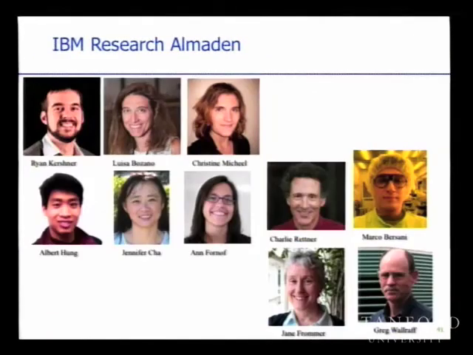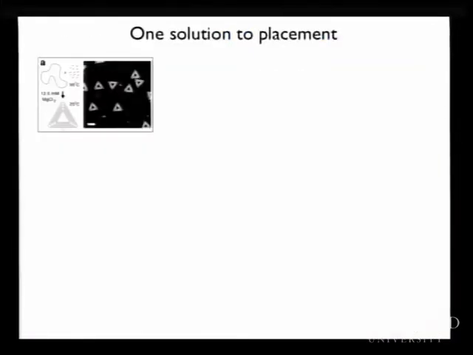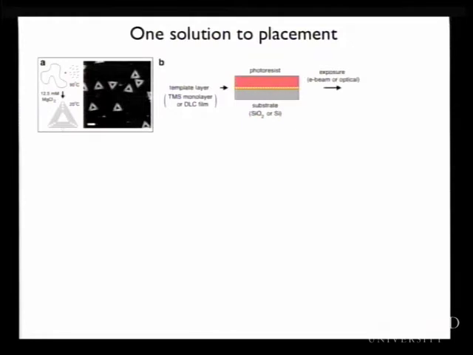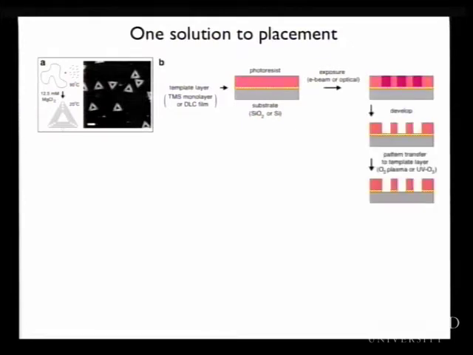So in a collaboration with IBM Research Almaden, which is down the road, we took a very simple approach to doing that. We tried to place triangles where we wanted them. So they have a substrate layer, some kind of template layer, and a photoresist, and then just use E-beam or optical patterning to pattern the template layer. And by patterning the templating layer, I mean simply using an oxygen plasma etch to burn away the template layer, right? To the substrate below.